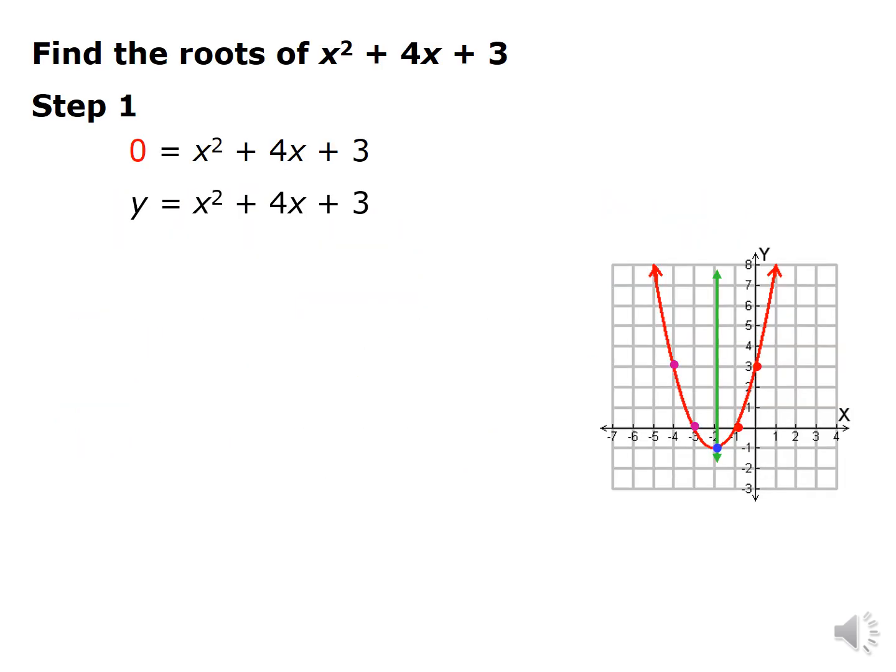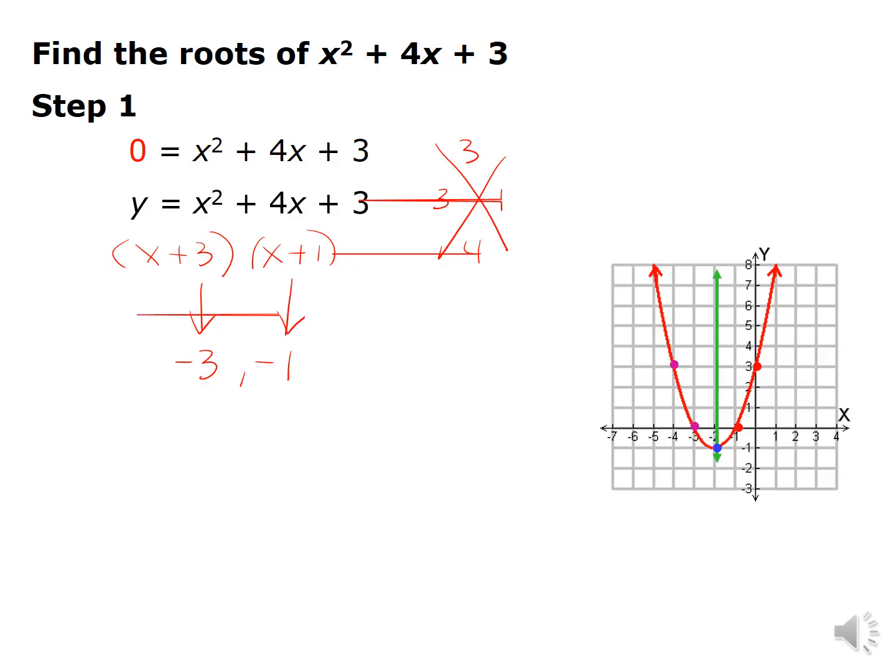Okay, so they graphed this one for us. It's all ready to go. So you can see right away that we have two roots. Our roots are -3 and -1. If we did a diamond and checked this, 3 and 4, it would be 3 and 1, and so that would be x plus 3 and x plus 1, and we can see, yep, those would be my solutions.